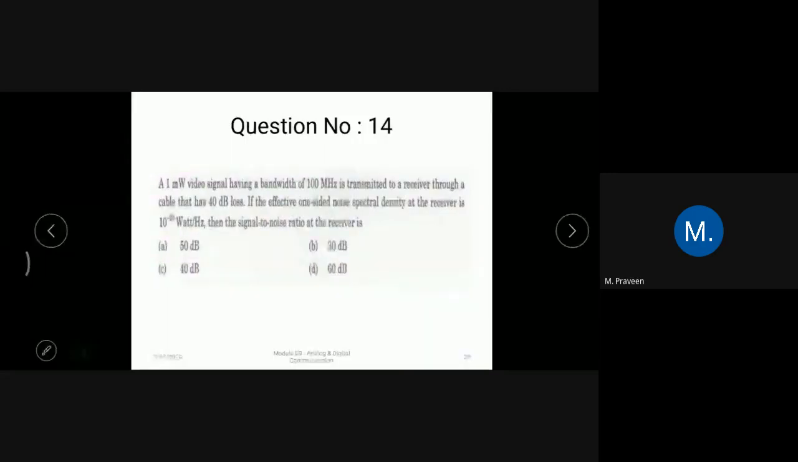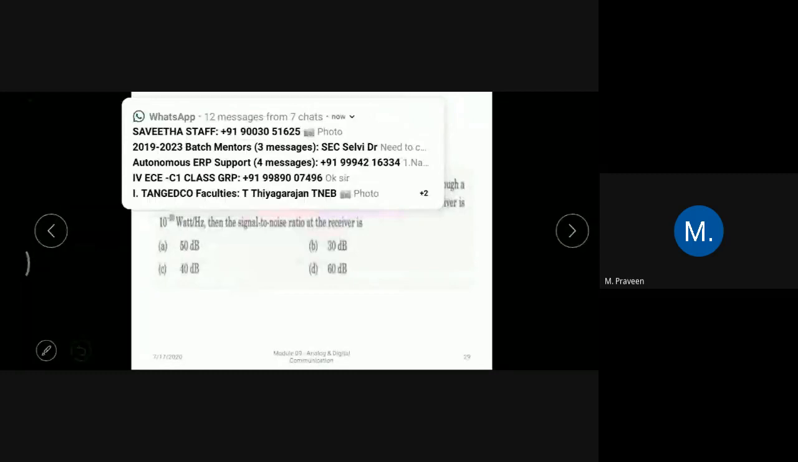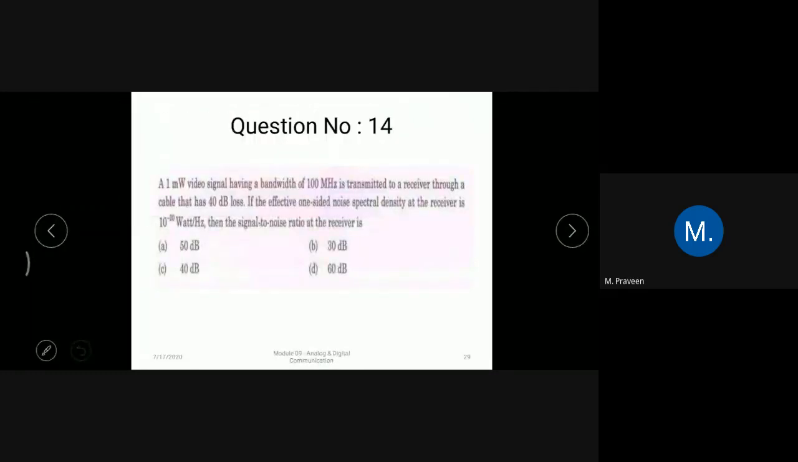Next, that's another interesting one. A 1 milliwatt video signal having a bandwidth of 100 megahertz is transmitted to a receiver through a cable that has 40 dB loss. They're transmitting a signal with the power of 1 milliwatt over the bandwidth of 100 megahertz. While transmitting, the cable consumes power, that is a loss of 40 dB. If the effective one-sided noise spectral density at the receiver is 10 to the power of minus 20, then what will be the signal to noise ratio?